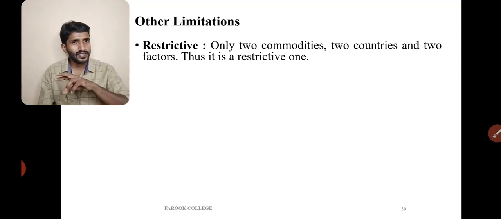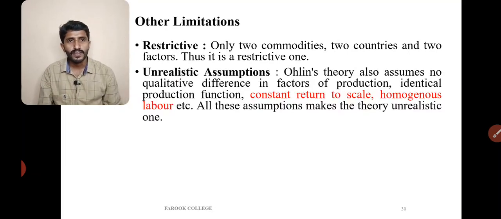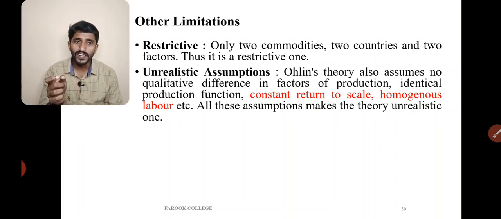In HO theory, Heckscher and Ohlin have considered only two commodities, two countries, and two factors. There is not any possibility of any other natural resources or any other factors. Then unrealistic assumptions. Some of the assumptions are unrealistic. Ohlin's theory also assumes no qualitative differences in factors of production, identical production function, constant returns to scale, homogeneous labor, etc. So these all are unrealistic assumptions.